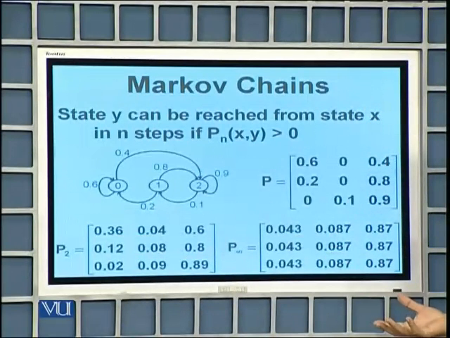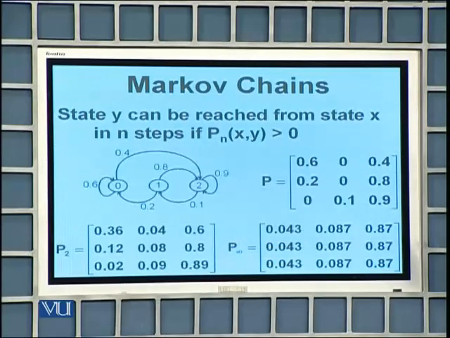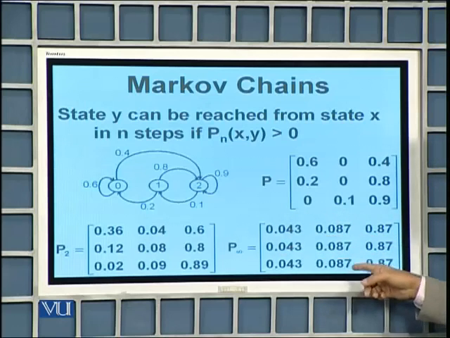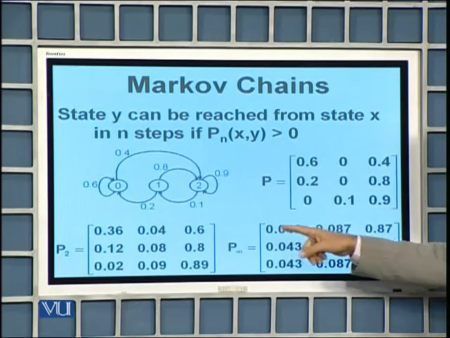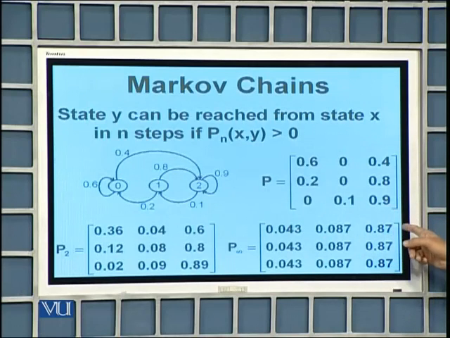So if you keep on going and you take an asymptotic value, that is P infinity, the long-time transition probability matrix, you are going to have this value. This has converged. And when this has converged, it means you can start with any probability distribution at sampling time 0, and in the long run the machine will be in state 0 with a possibility of 4.3%, in state 1 with a possibility of 8.7%, and in a working condition with a possibility of 87%.